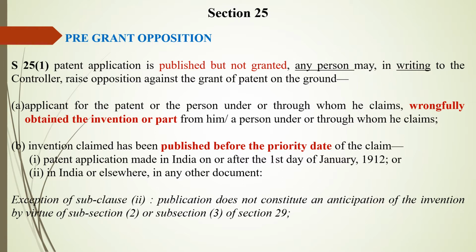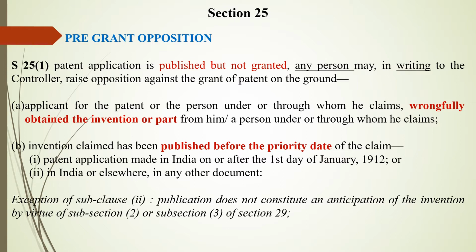Let's discuss the grounds. A. Applicant for the patent or the person under or through whom he claims wrongfully obtained the invention or part from him or person under or through whom he claims. That is, if any person finds that a patent application has been filed where the applicant has wrongfully obtained the invention or part of the invention from him, in that case, he can raise pre-grant opposition against that patent application.